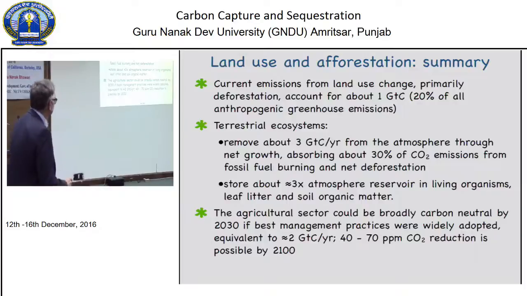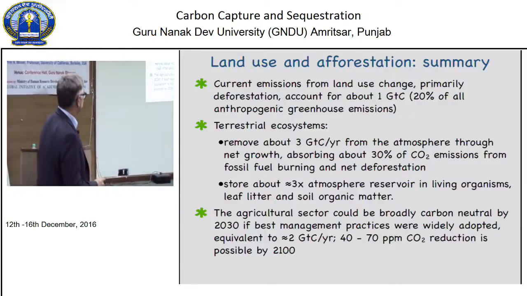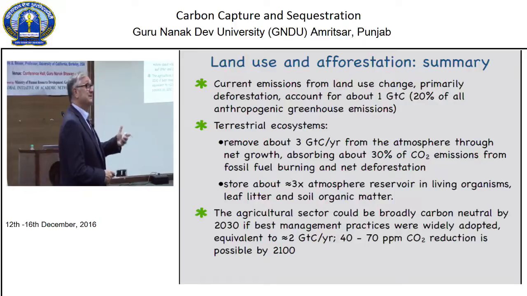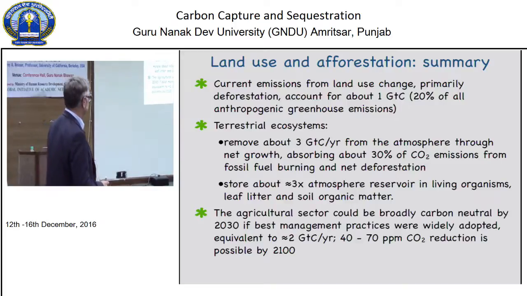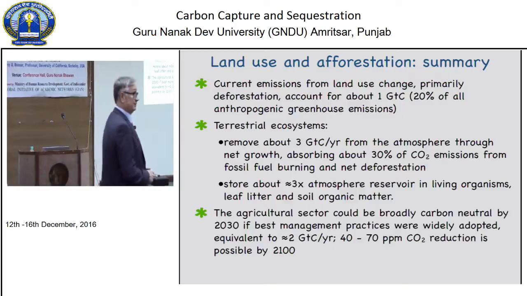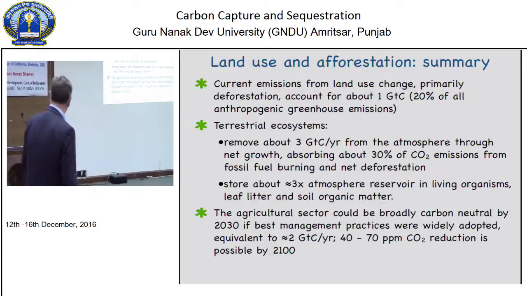The agriculture sector in the world could be carbon neutral if these practices were widely adopted. That is, the management in terms of not producing the highest crop yield, but in terms of producing the least CO2. And it's estimated that the CO2 in the air would be lowered by 40 to 70 ppm, and that's possible by the end of this century if we deploy all these techniques.